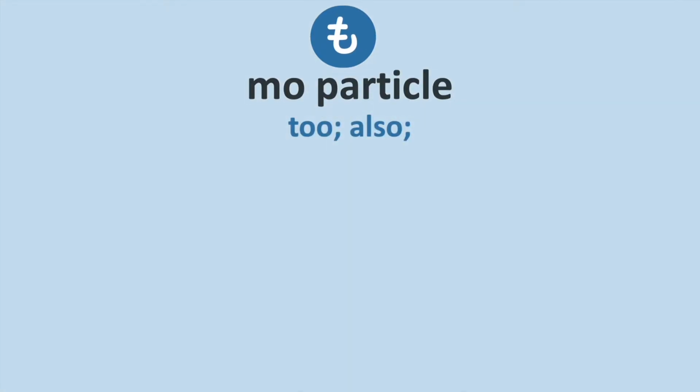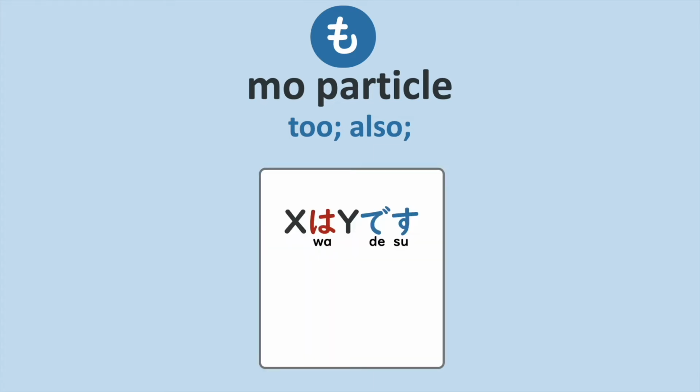The mo particle in Japanese is used as the word for "too" or "also" in English. We will learn how to use mo in the x は y です sentence pattern. Basically, we can just replace は with も.